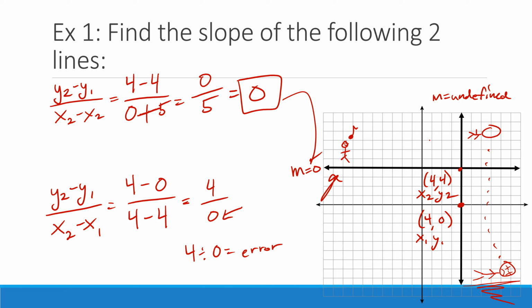It's kind of like saying, hey, I have 4 apples and I want to divide them up into groups of 0. How many groups are there? That doesn't make any sense. So dividing by 0 is illogical. Therefore, this slope is undefined. So keep in mind, whenever you have 0 on the top of your fraction, 0 divided by anything is 0. Whenever you have 0 on the bottom of your fraction, you are not allowed to divide by 0. This is undefined.